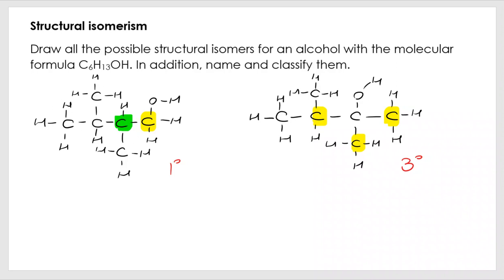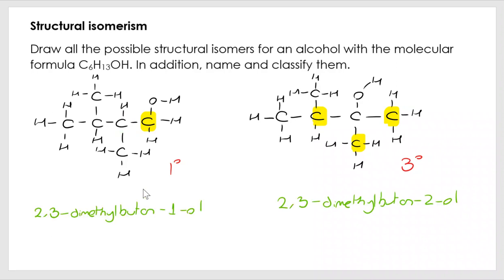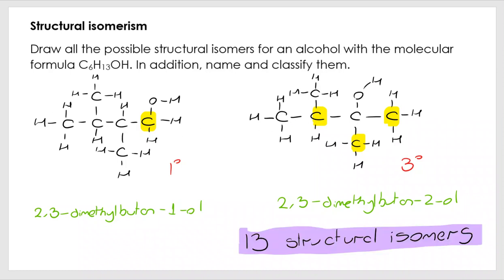So once we've got that, we have the names, and we have got 2,3-dimethylbutane because it's on the second and third position. This one is butane 1-ol, because I'm going to number from this end, and this one is butane 2-ol. That means that in total we have got 13 different structural isomers of C6H13OH. And doing that activity gets you thinking about the different definitions, about the different types of isomerism.